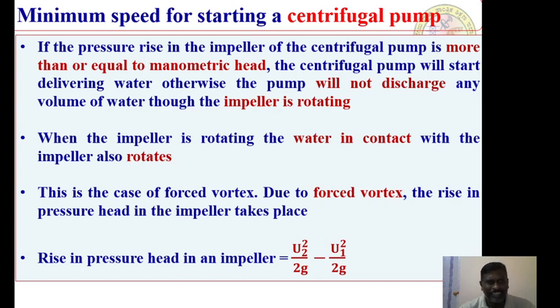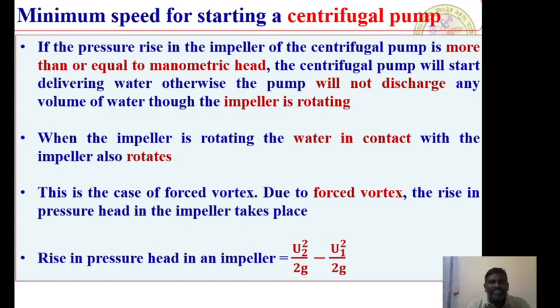I said that the rise in pressure head in an impeller is directly proportional to the square of the tangential velocity of an impeller. Now I am talking about the square of the tangential velocity of an impeller at outlet or at inlet. This pressure rise is directly proportional to the square of the tangential velocity. Even so, the pump will not discharge any volume of water if this pressure rise is not equal to some quantity of manometric head.